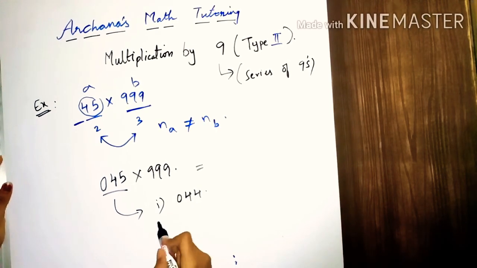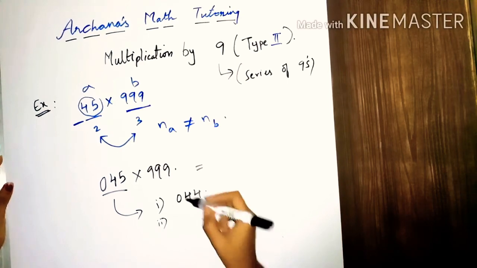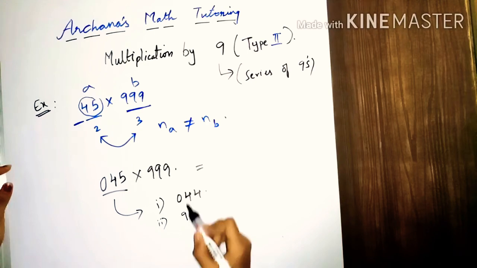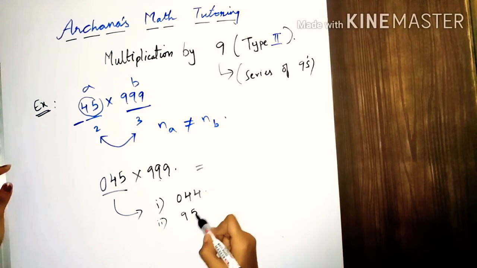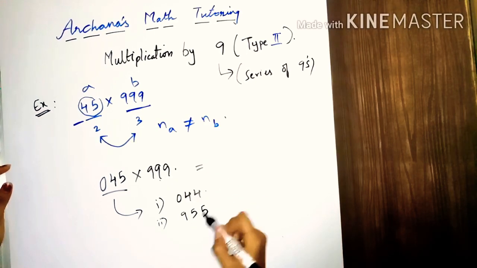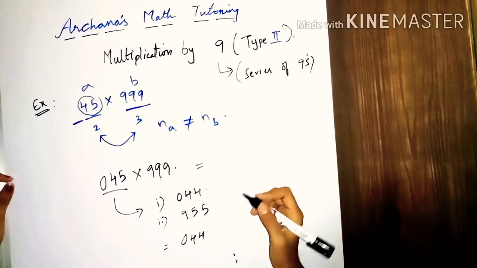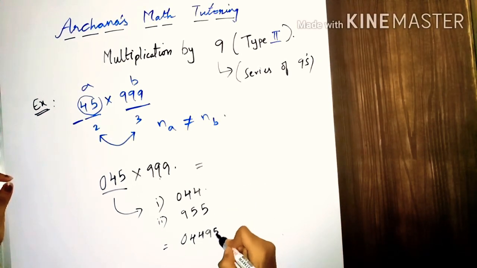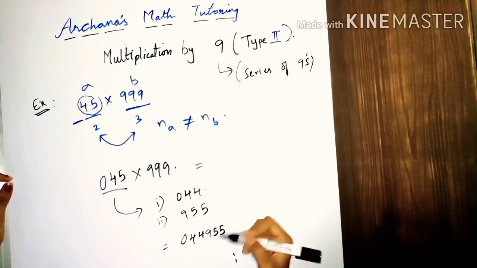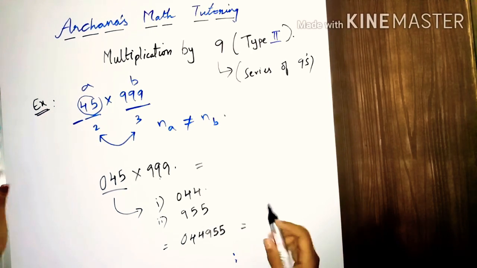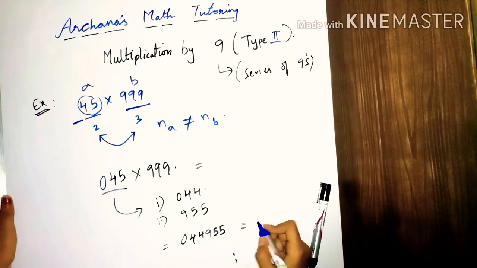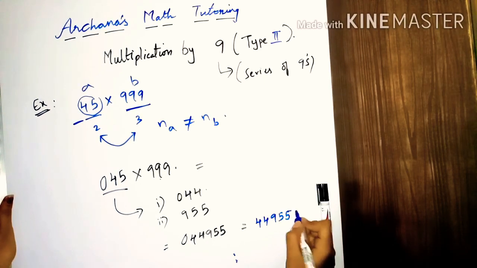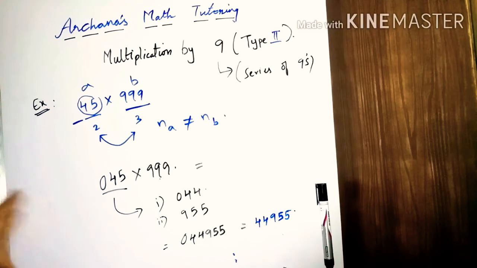Right? In the second step, what do you do? Subtract 044 from 999. So 9 minus 0 is 9. 9 minus 4 is 5. Again 9 minus 4 is 5. So you get 044 and 955 after combining these two steps. So this is nothing but 44955. So this is also similar, just adding a 0 will make a difference.